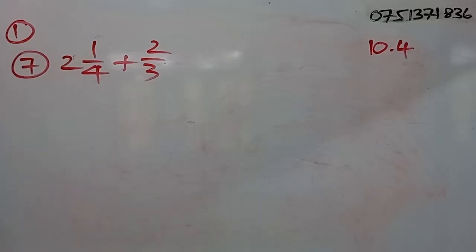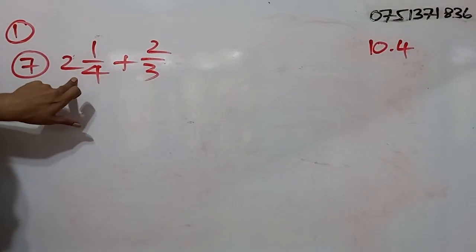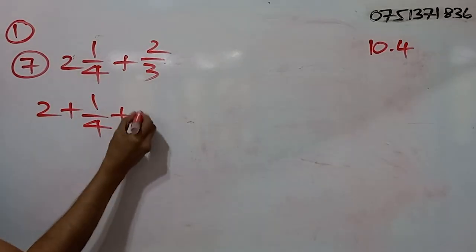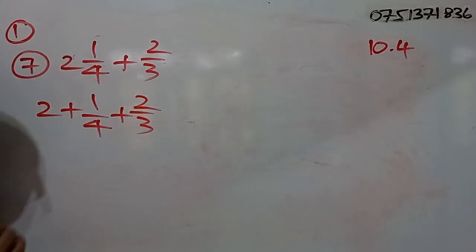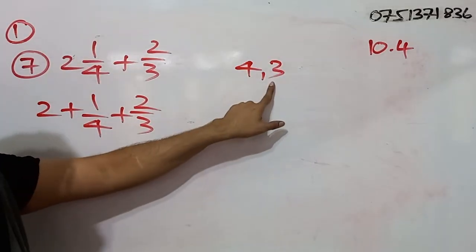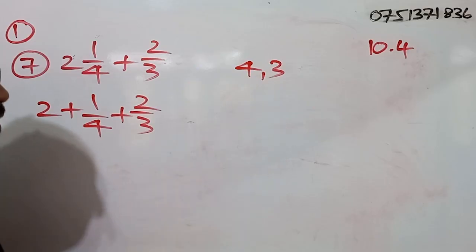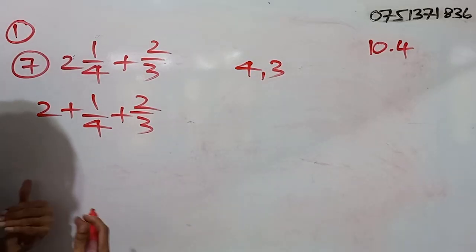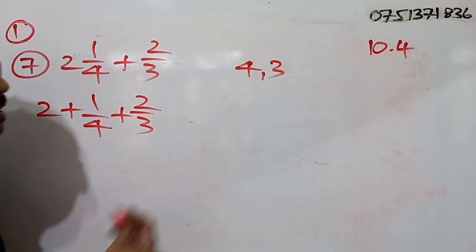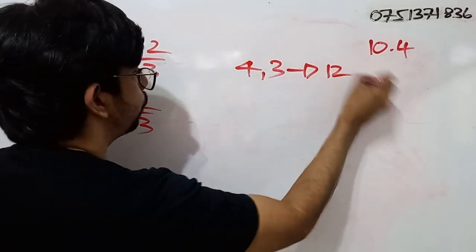Okay, part 7. So first of all, I will rewrite this fraction. So 2 plus 1 by 4, to that I will add 2 by 3. Now I will add these two fractions. So of these two fractions, the denominators are different. So 4 and 3, those are the two denominators. So the easiest way is, just as we have done before, to consider what? The LCM of these two numbers, which will be 12.